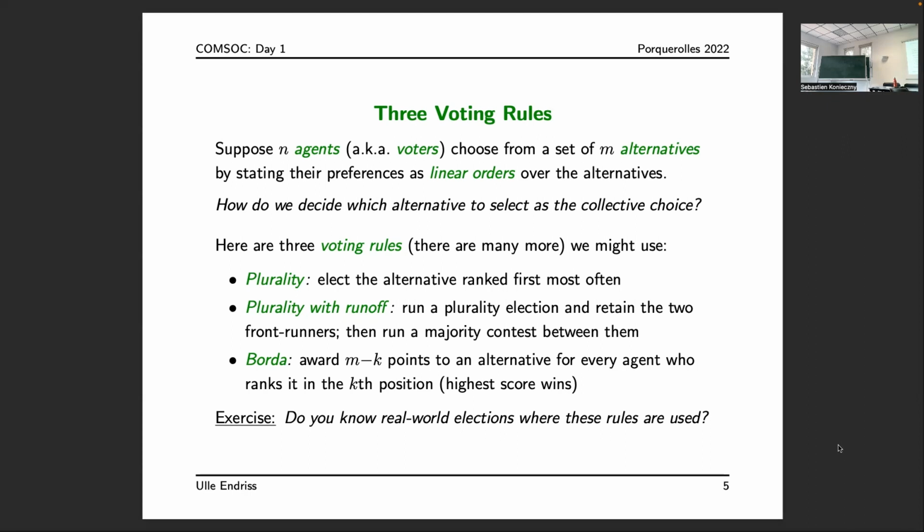And the last one is the Borda rule. Here, let's say there are m alternatives. We give m-1 points for the top spot, m-2 points for the next one, then m-3, all the way down to 0. We add up the points, and whoever wins the most points wins the election. So do you know of any real-world elections where these rules are used? First exercise.